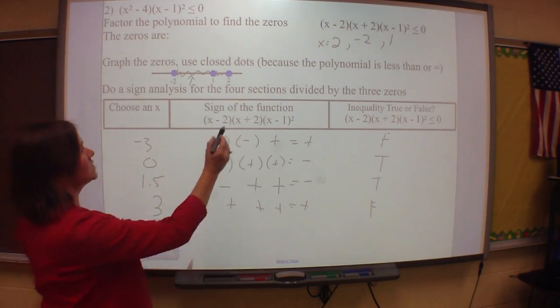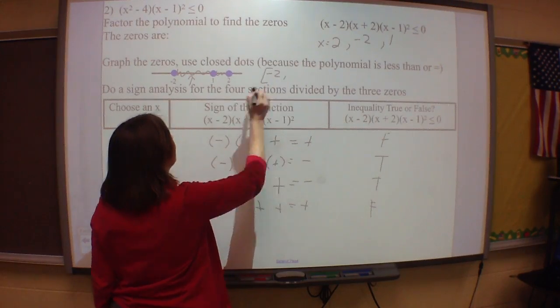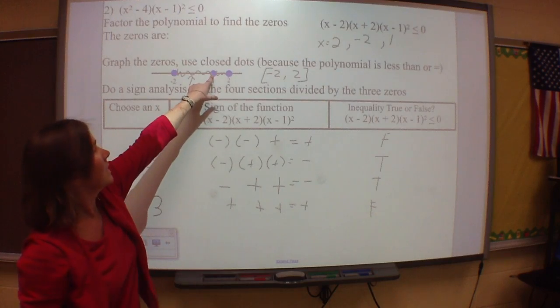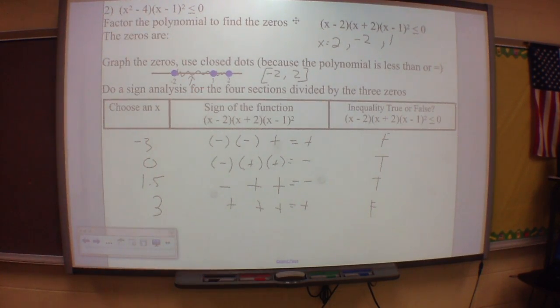In interval notation, my solution would be negative 2 to positive 2. And it includes all those numbers because that is a closed circle. So it includes the interval from negative 2 to 2.